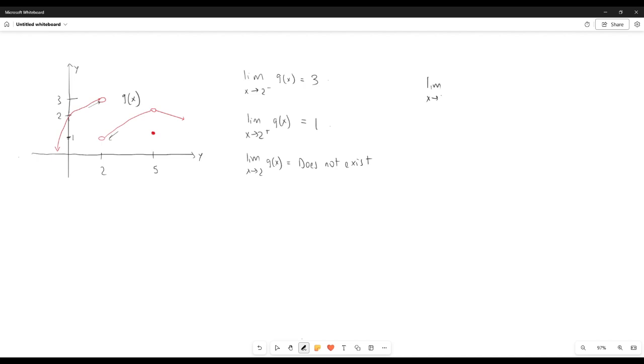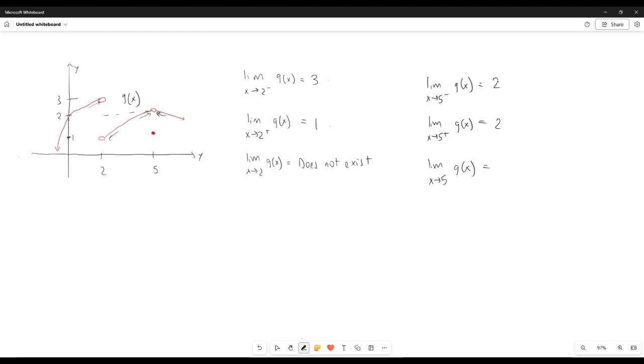Now let's find the limits at 5. As x approaches 5 from the left, the values of g of x approach 2. This is also the same for the right side limit, where the values of g of x from the right side also approach 2. Because these two limits are the same, we have that the limit as x approaches 5 is equal to 2.